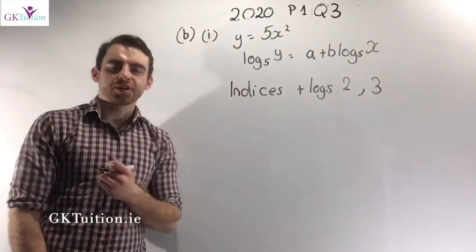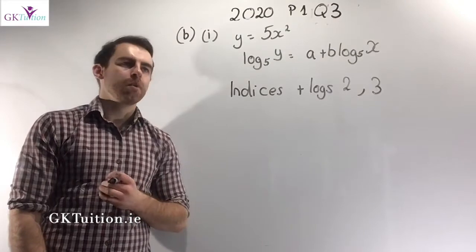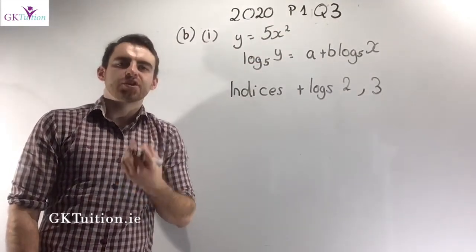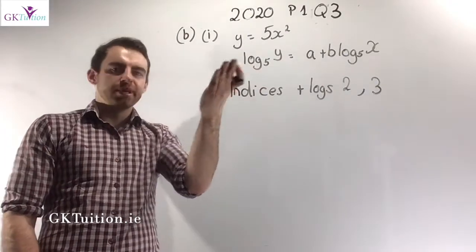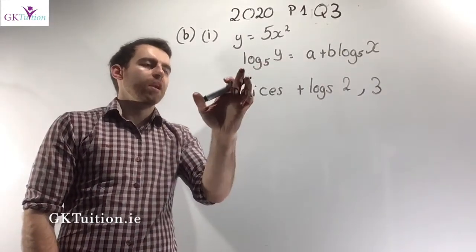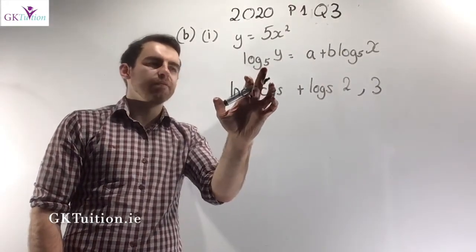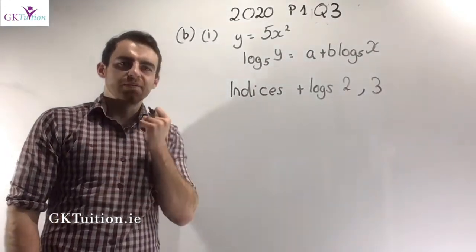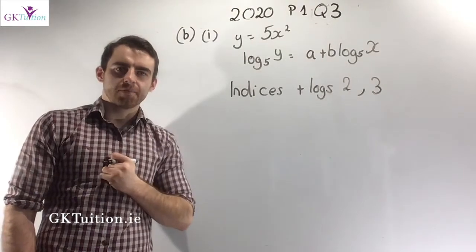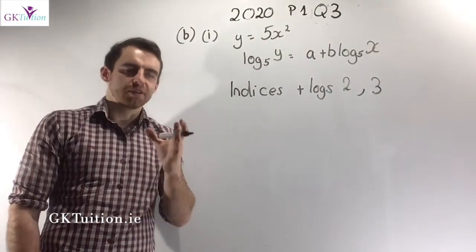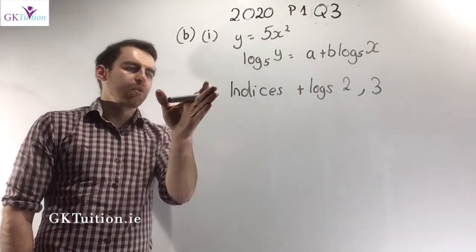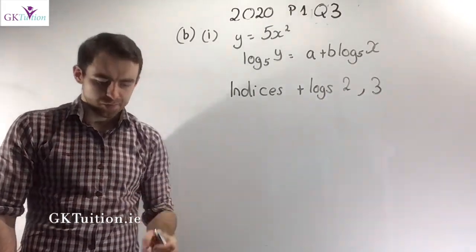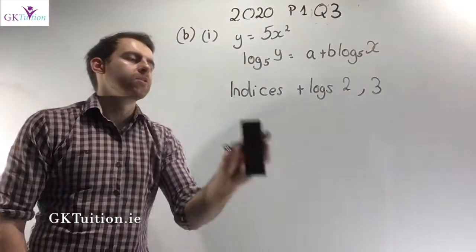Okay, in question 3, B part 1, we're told that y is equal to 5x squared. And we're asked to show that this can be manipulated and written in the form that log y to the base 5 is equal to a plus b log x to the base 5. We need to find a value for a and a value for b. In order to explore the material for this content, I want you to go to indices and logs 2 and 3 from the website. Now, let's explore how we can do this.